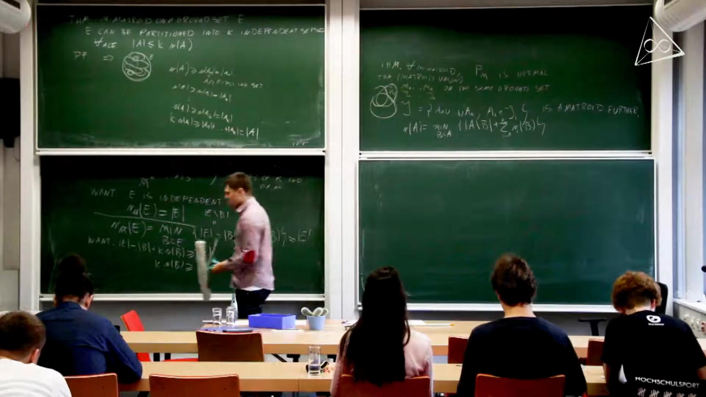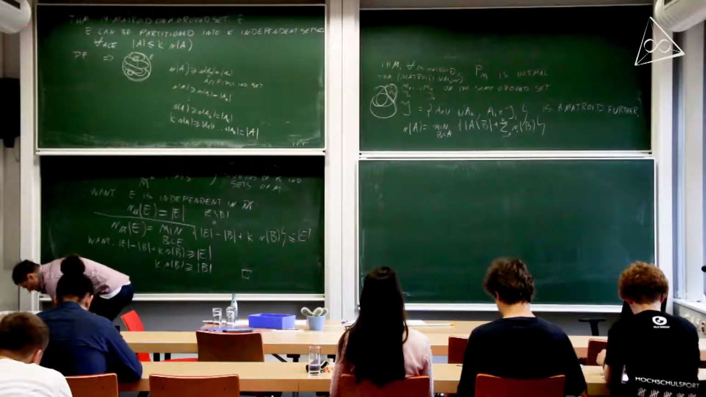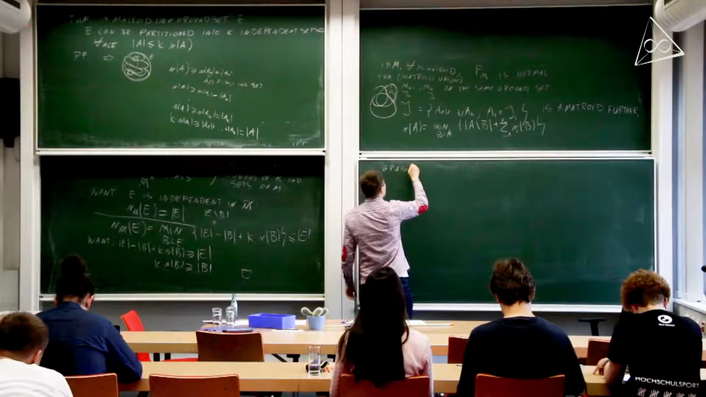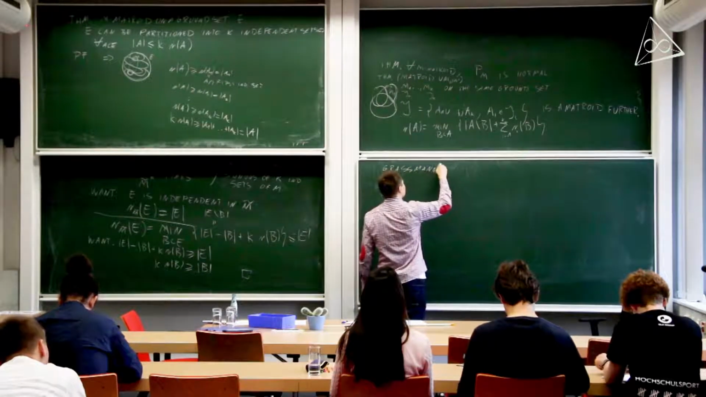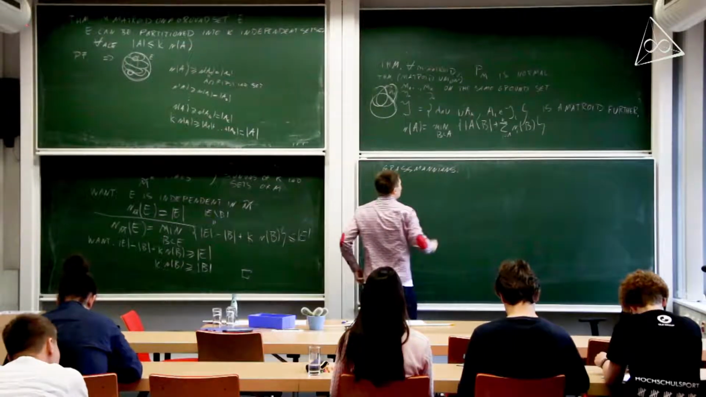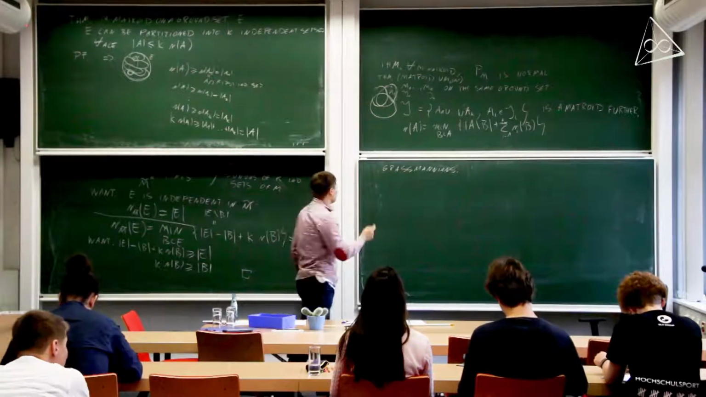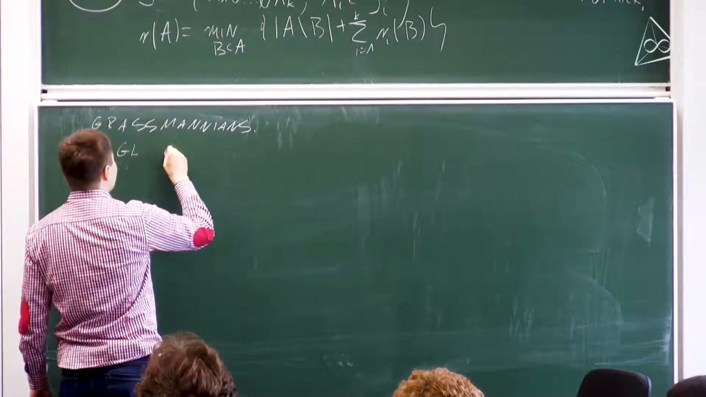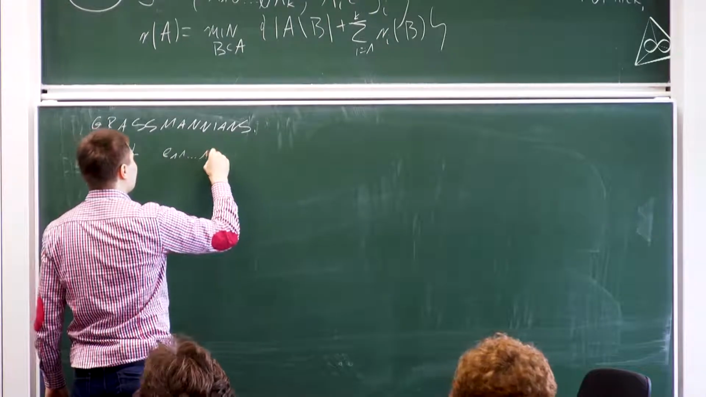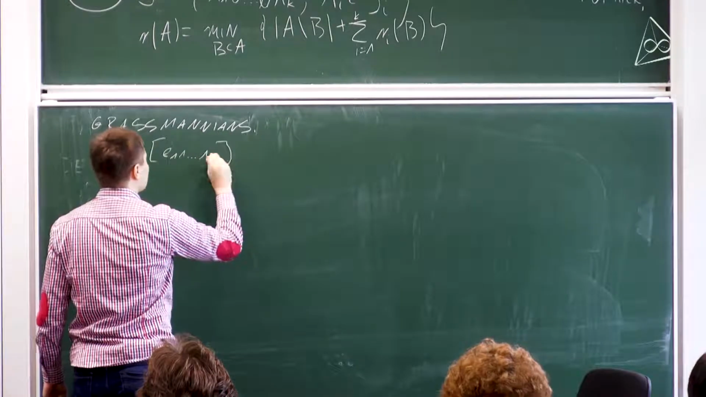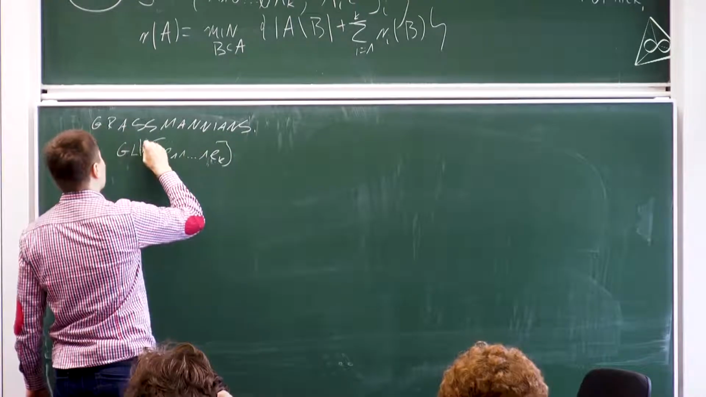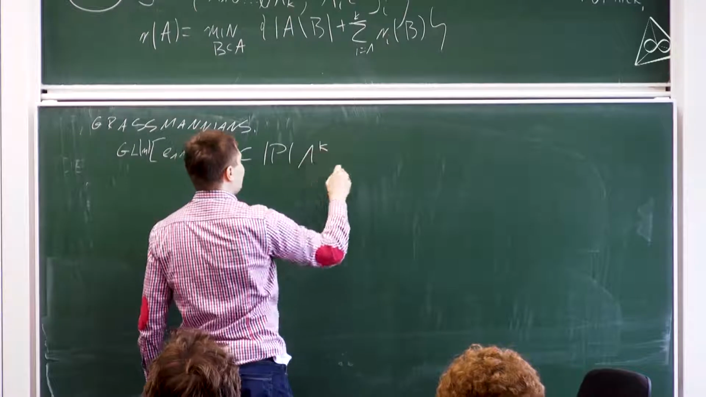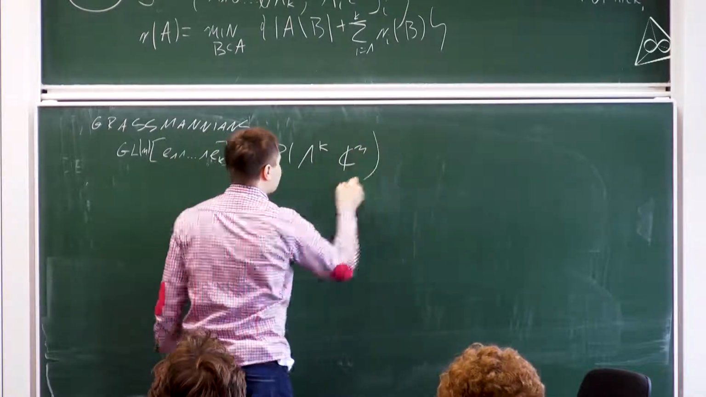Now we switch gears to Grassmannians. There were no toric varieties so far. Grassmannians. And one of the definitions of the Grassmannian was that it is a GL_n orbit of the vector e_1 wedge ... wedge e_k in the projectivization of the kth exterior power of C^n.